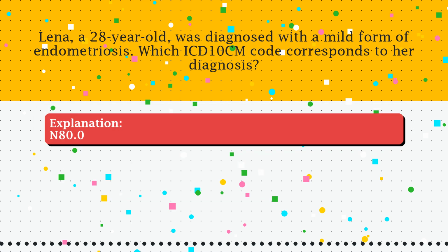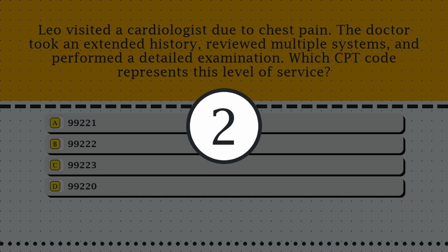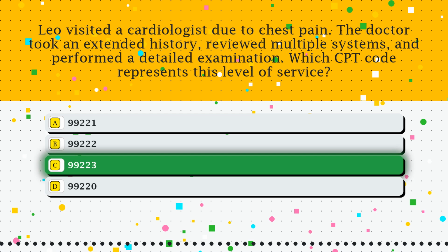Question 240. Leo visited a cardiologist due to chest pain. The doctor took an extended history, reviewed multiple systems, and performed a detailed examination. Which CPT code represents this level of service? Option A, 99221. Option B, 99222. Option C, 99223. Option D, 99220. The correct answer is option C, 99223.